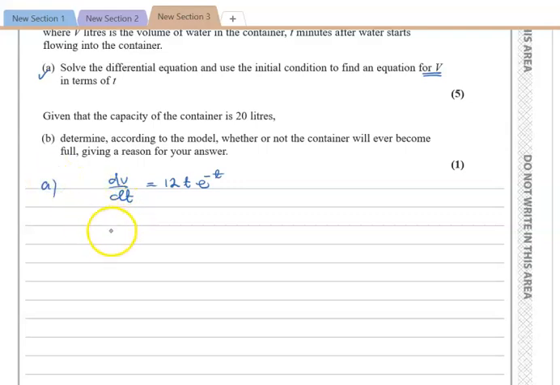Now, all the differential equations in P4 are first order separable equations. So I have dV equals 12t e^(-t) dt. So I'm going to integrate this side and then integrate that side. When you integrate, you end up with V equals the integral of 12t times e^(-t) dt. Now, this integration is integration by parts.